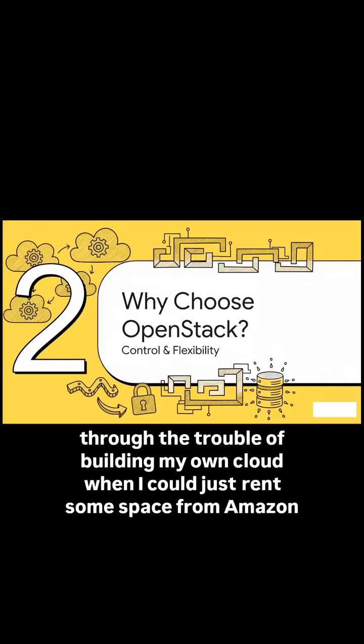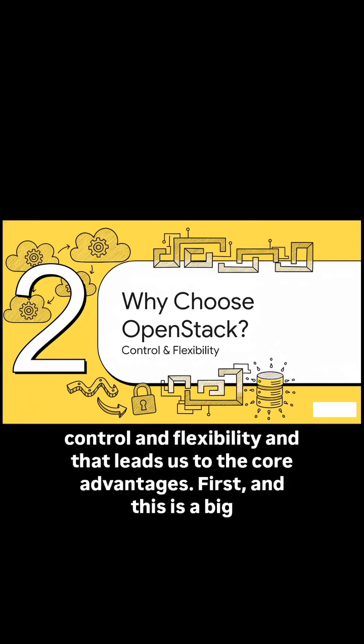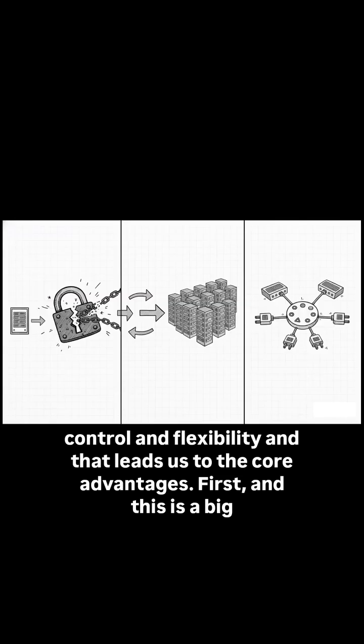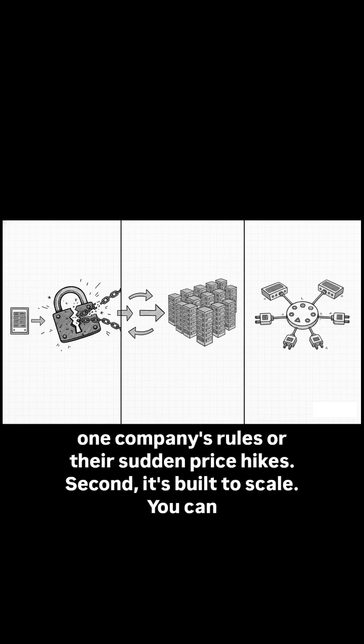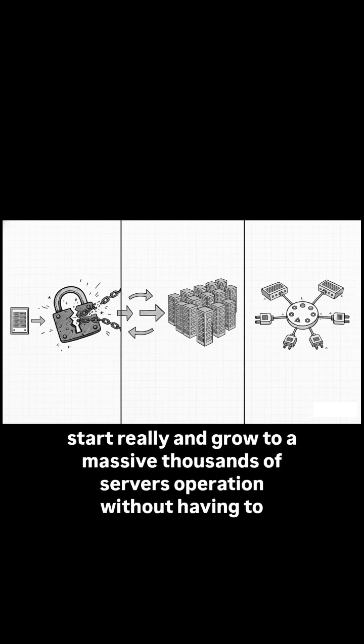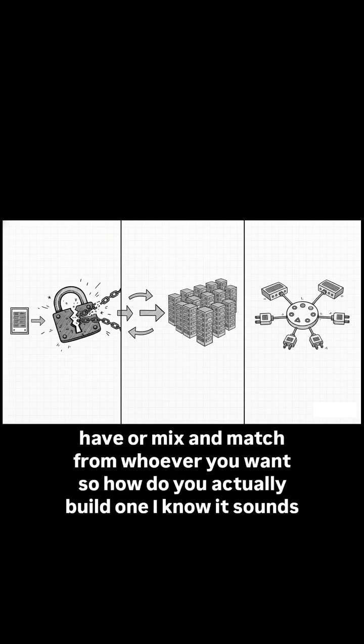Okay, but you might be thinking, why bother? Why would I go through the trouble of building my own cloud when I could just rent some space from Amazon or Google? And that's a great question. The answer really boils down to two crucial words: control and flexibility. And that leads us to the core advantages. First, and this is a big one, there's no vendor lock-in. That means you own the platform. You're never trapped by one company's rules or their sudden price hikes. Second, it's built to scale. You can start really small and grow to a massive thousands of servers operation without having to change a thing. And finally, flexibility. You can use pretty much any hardware you already have or mix and match from whoever you want.